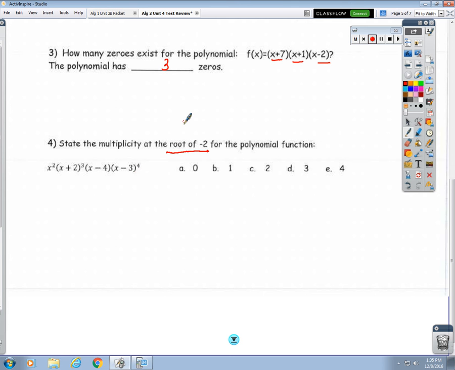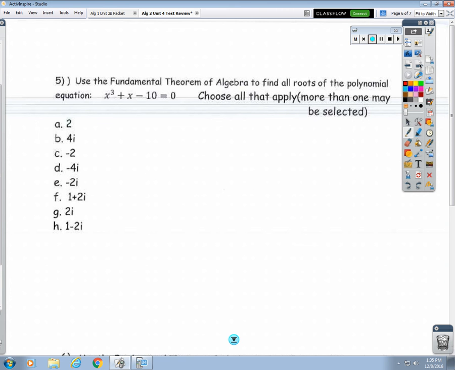The second one. A root of -2 would be an x plus 2, correct? So what is its multiplicity? 3. So D. Okay, next page. Here's the hard ones.